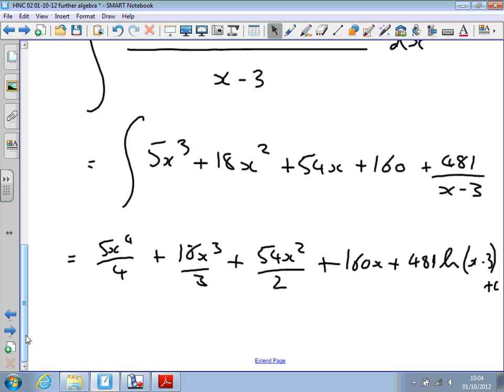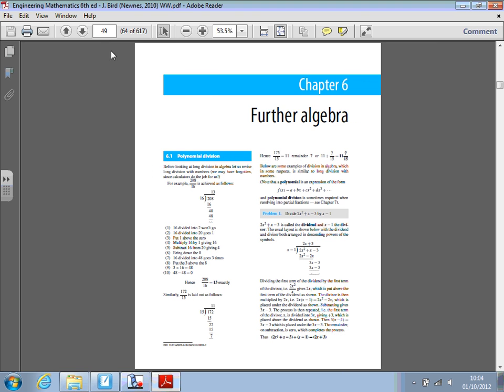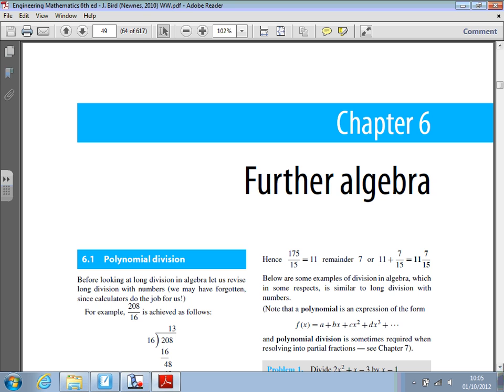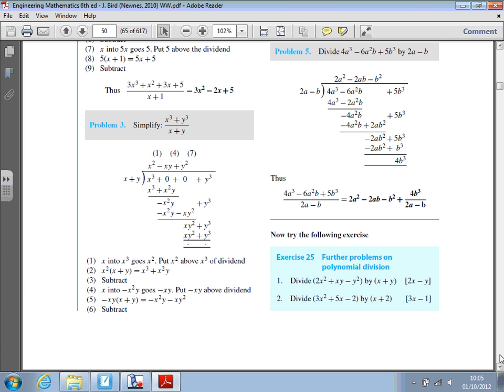Right. Now what I would like you to do is to have a go at some of the exercises in the text. So if you've got your textbook here, turn to the chapter on further algebra, which is page 49 in the new version. And you'll see some work problems on polynomial division right at the beginning of chapter 6. And then exercise 25 on page 50. Have a go at some of those. And I'll pause for a little while you do that.